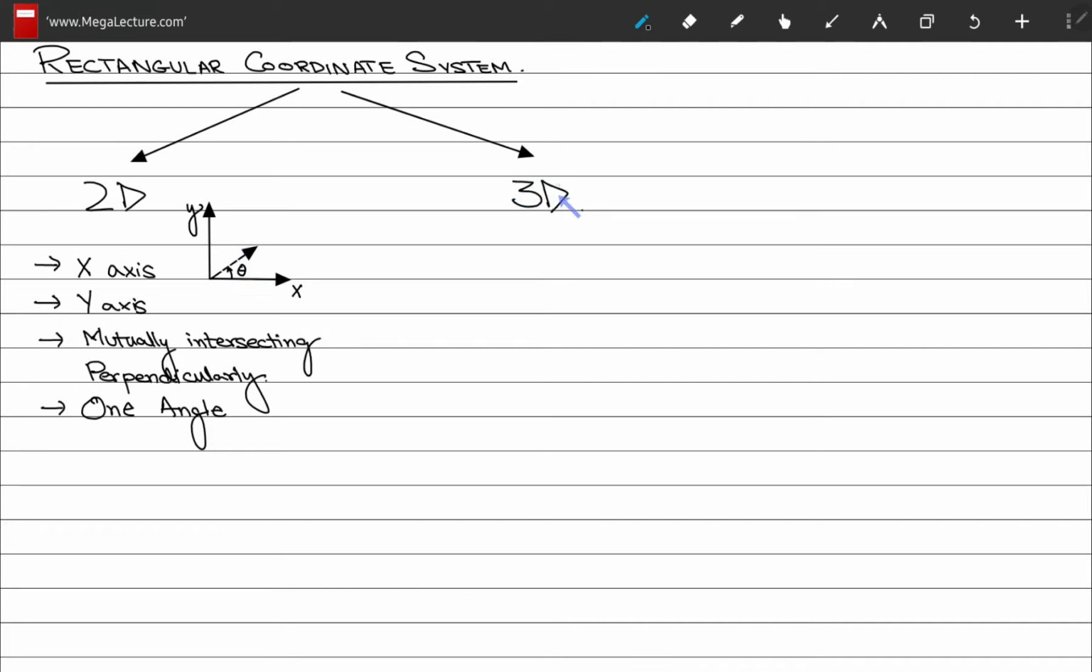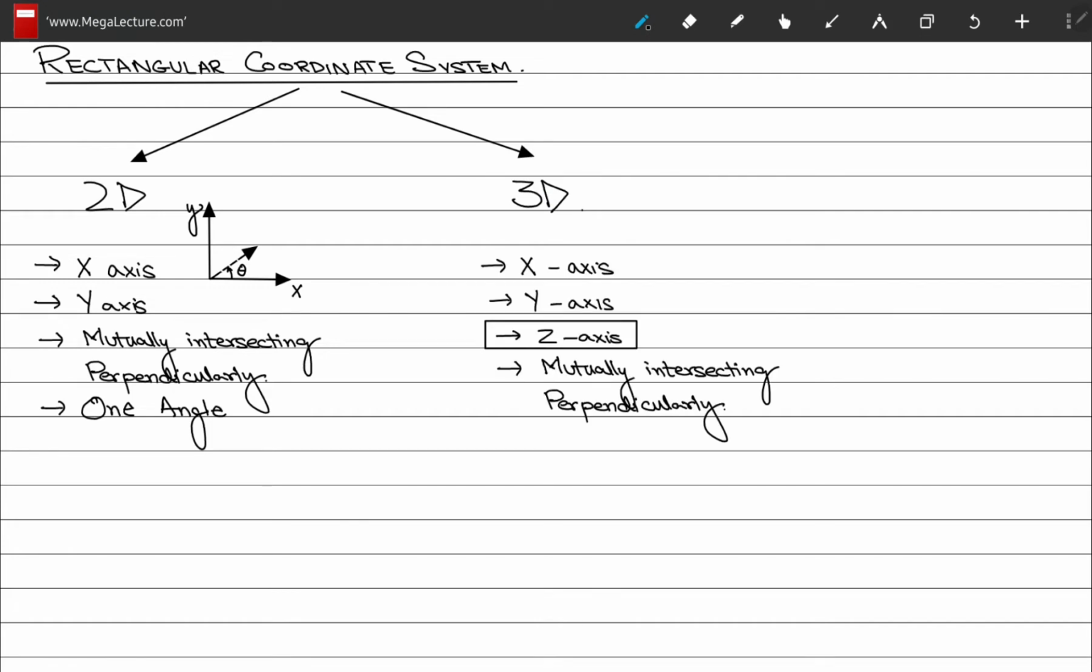Moving on to the three-dimensional rectangular coordinate system, which also consists of the x-axis and y-axis, but there's an additional axis, the z-axis, which specifies the third direction, and these are also mutually perpendicular to each other. To specify the angle in this case for a vector, you need three angles, which your vector makes with the x-axis, y-axis, and the z-axis.